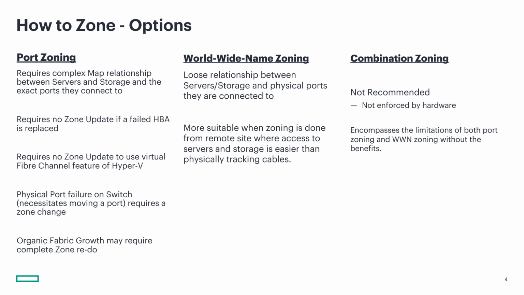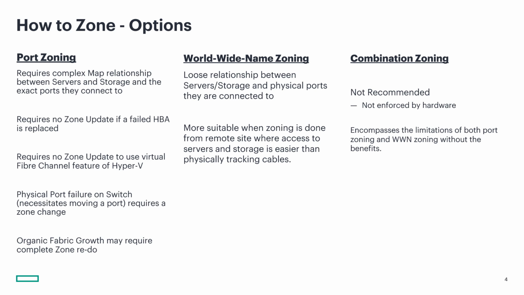Now, I should note that if you do port zoning and an HBA fails and you replace the HBA, as long as you hook up the same cable to the same location, you don't require any zone updates after that. It'll just continue to work. However, if a port fails on the switch and you have to move a server from one port to another, you will have to make a zone change.